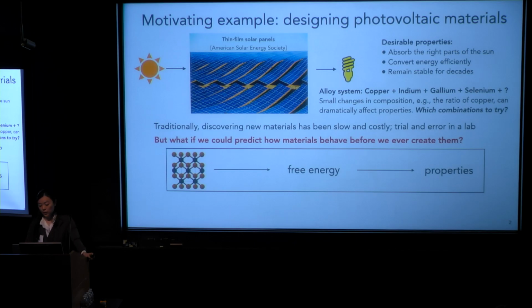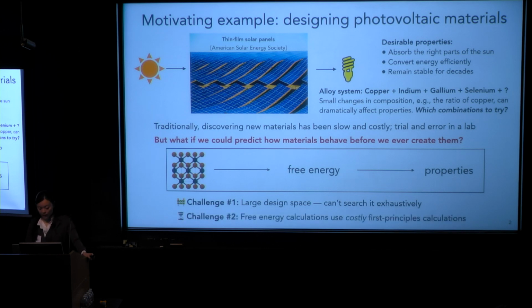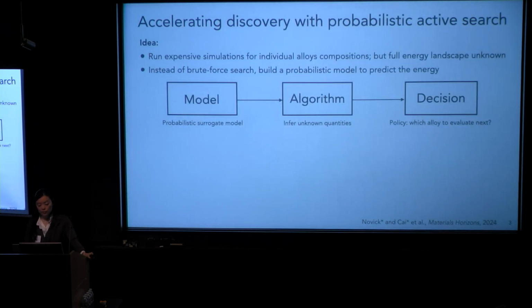But there are two big challenges. One is that we have a very large design space that we can't possibly search exhaustively. A second challenge is that these free energy calculations use costly first principles calculations that could take many hundreds of hours to run. So the way we're going to address this today is by taking a probabilistic approach. This allows us to reason under uncertainty and make better decisions.